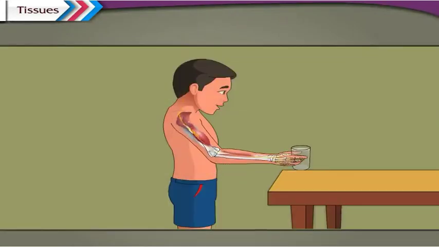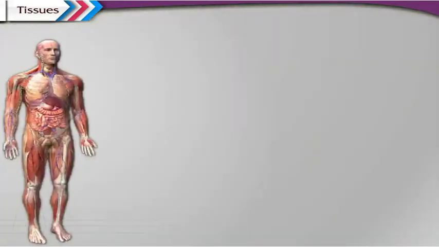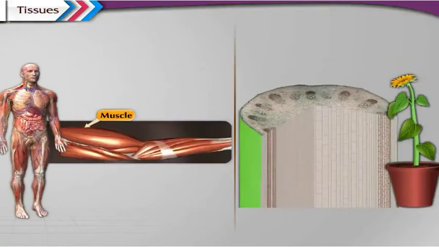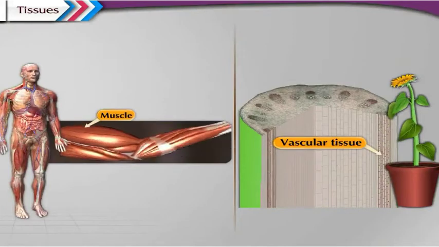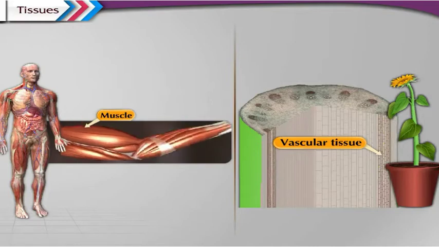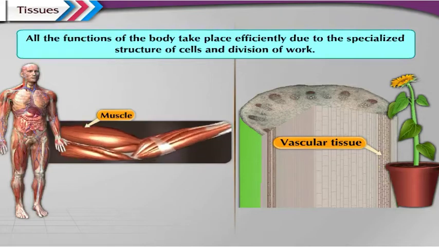Multicellular organisms have lakhs of cells. These cells are segregated into groups, and each group performs a particular function. For example, due to the contraction and relaxation of muscles, we make movements. While in plants, due to the presence of vascular or conducting tissue, water and food are transported to the different parts of the plant body. Due to the specialized structure of cells and division of work, all the functions of the body take place efficiently.